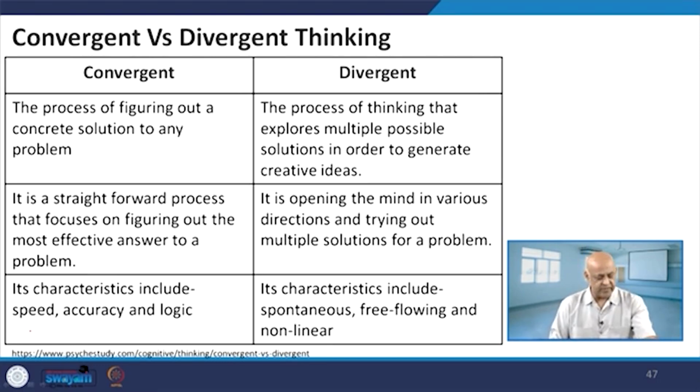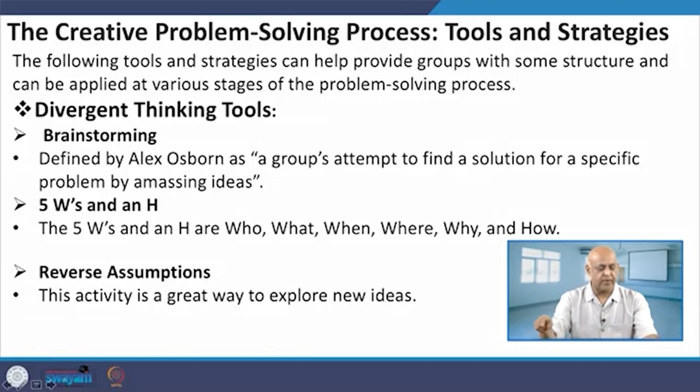These dimensions may keep on changing, so it will depend from task to task. In the case of divergent thinking, one explores multiple possible solutions in order to generate creative ideas. It is opening the mind in various directions and trying out multiple solutions for a problem, so the same mind is working on different solutions. Its characteristics include being spontaneous, free-flowing and non-linear, and therefore this type of thinking may many times fail to identify a solution to the problem.